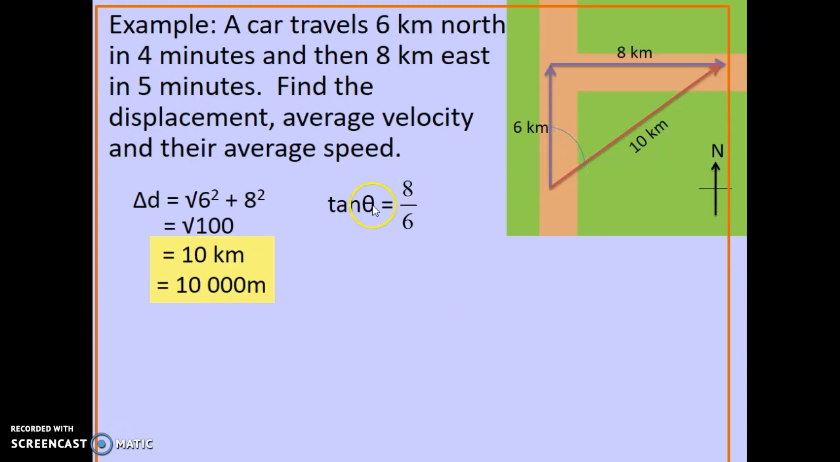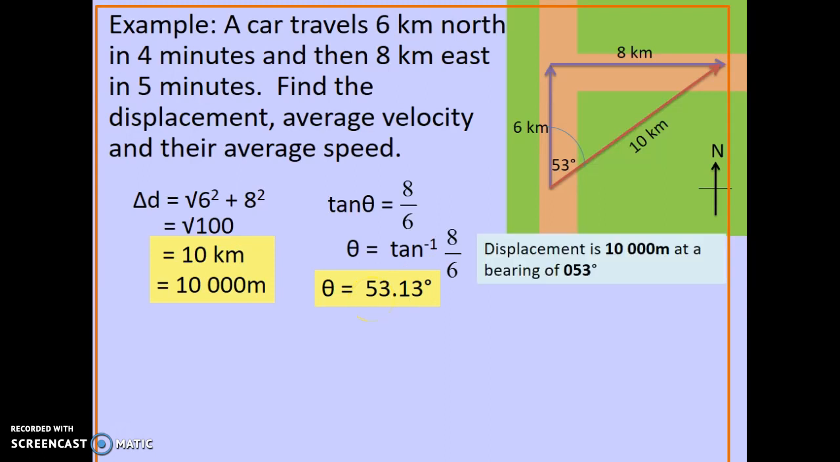So opposite over adjacent for that angle is 8 over 6, which is tan theta, and then rearrange to find the inverse of tan. And the angle becomes, what we've solved is 53 degrees. So that is the angle here. So we write the statement: displacement is 10,000 meters at a bearing of 053 degrees. So remember, bearing is from north in the clockwise direction.